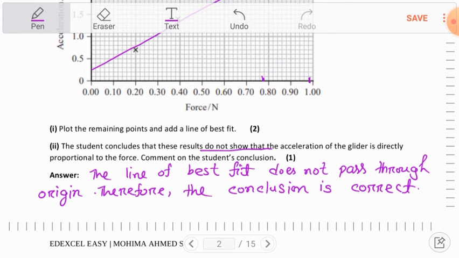And with this our part B ends. I hope part B was clear. Moving to part C.